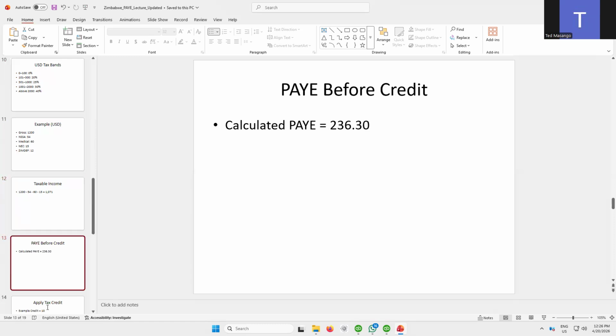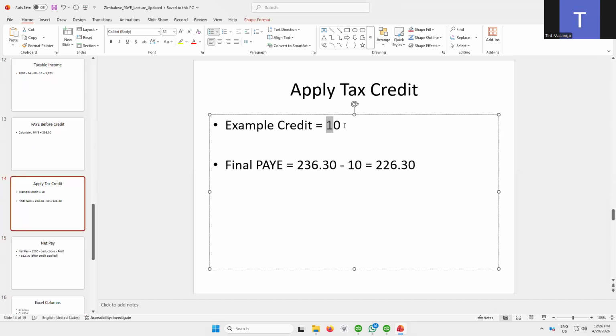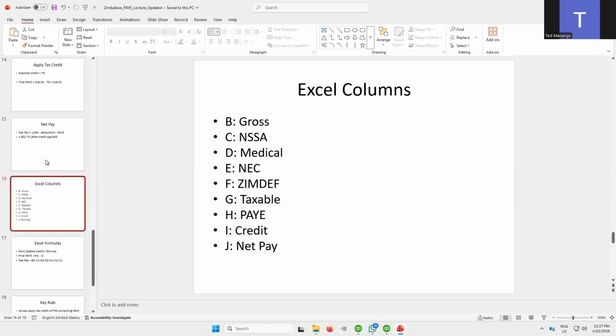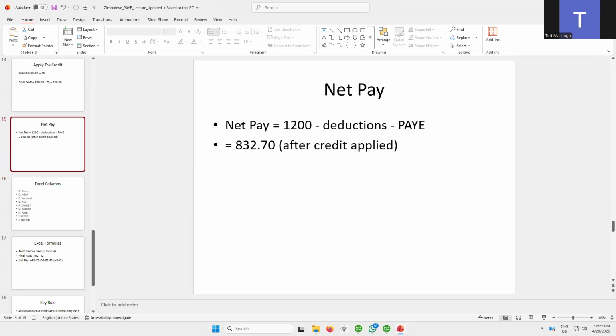Then from there onwards, you could now calculate your PAYE before credit. Then if there was a credit, in this case, this credit is said to be $10. It's not supposed to be $10 there. It's supposed to be 75. So if there was a credit, then you could deduct that credit. Now, once you have deducted the credit, you now have the pay which is payable. So you have your net pay there. For you to get your net pay, you have 1,200, then less deductions, then less PAYE, which means eventually you could pay this employee after applying deductions.